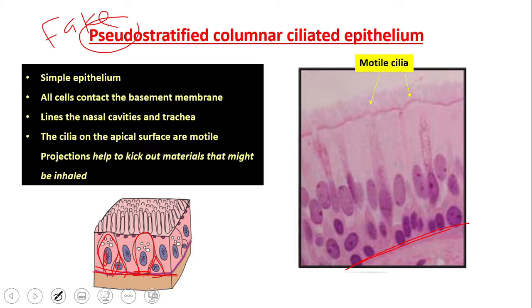If you look at the apical cells, they have motile cilia. So this epithelium is the one that lines the nasal cavities and the trachea. Here, the cilia are motile. So if you inhale any foreign particles, these cilia will move and kick the material out of your respiratory system. So here again, pseudostratified columnar ciliated epithelium.